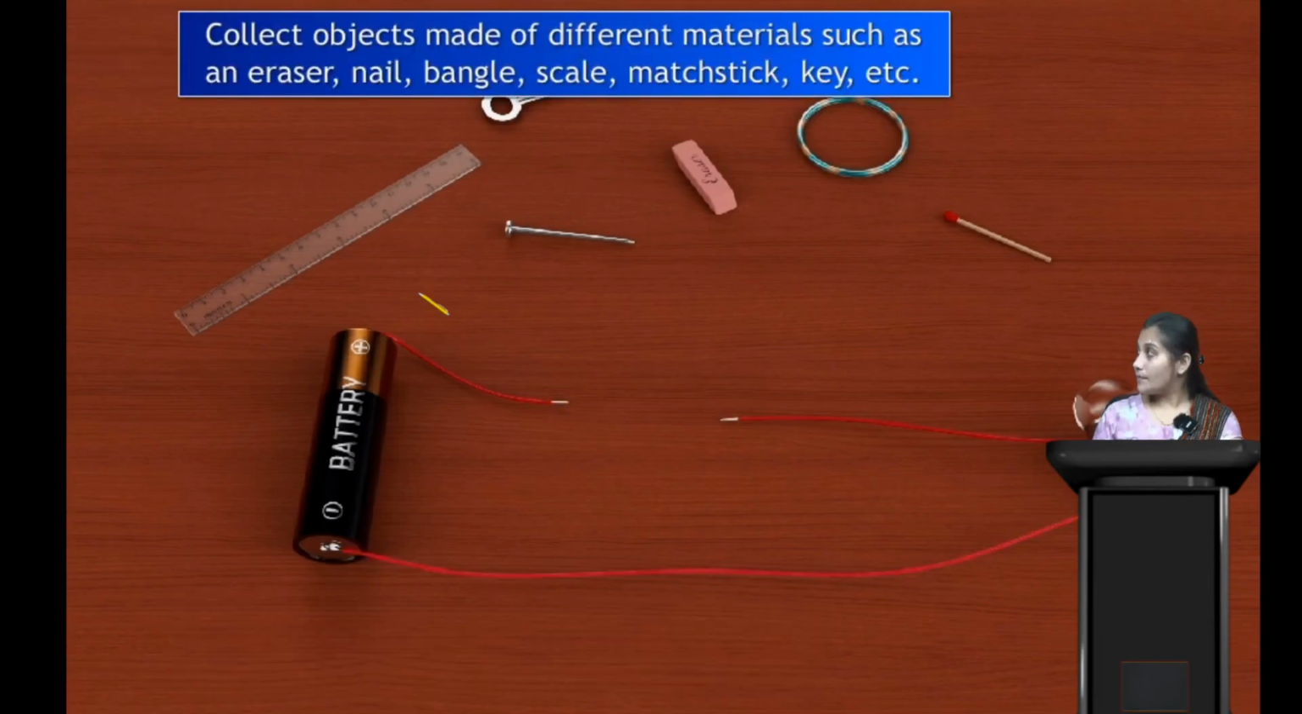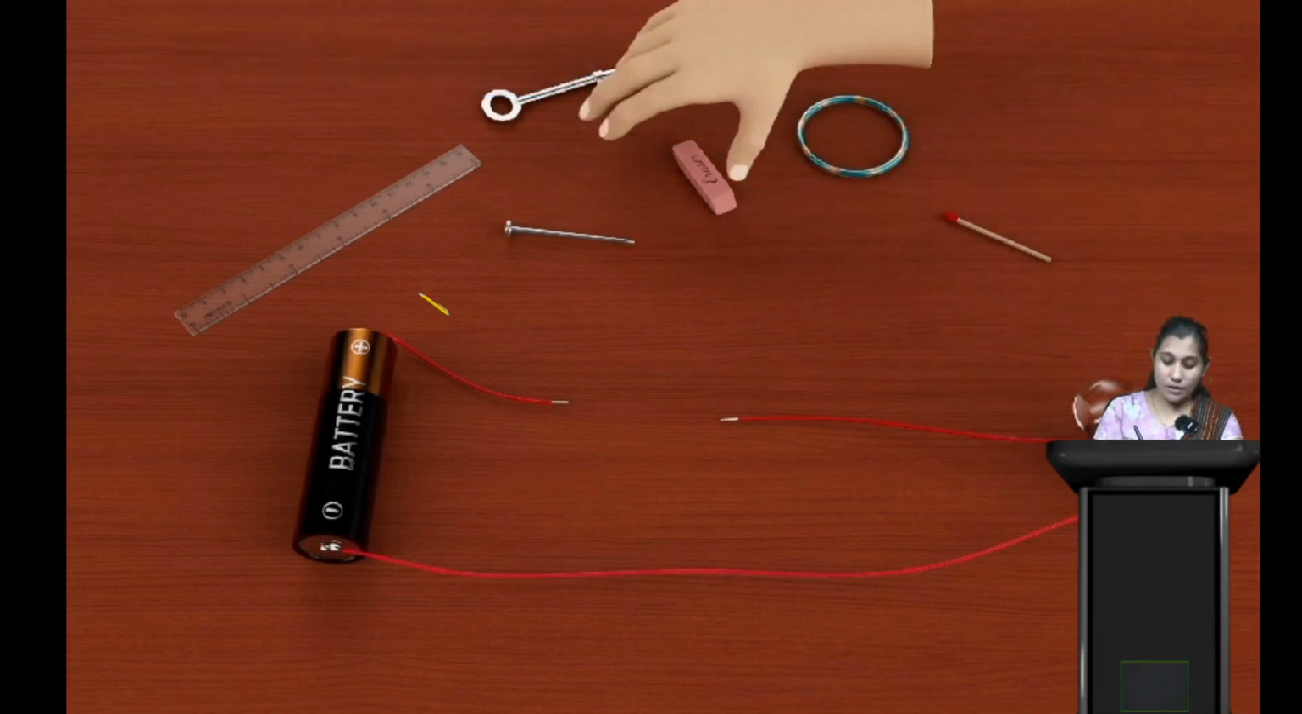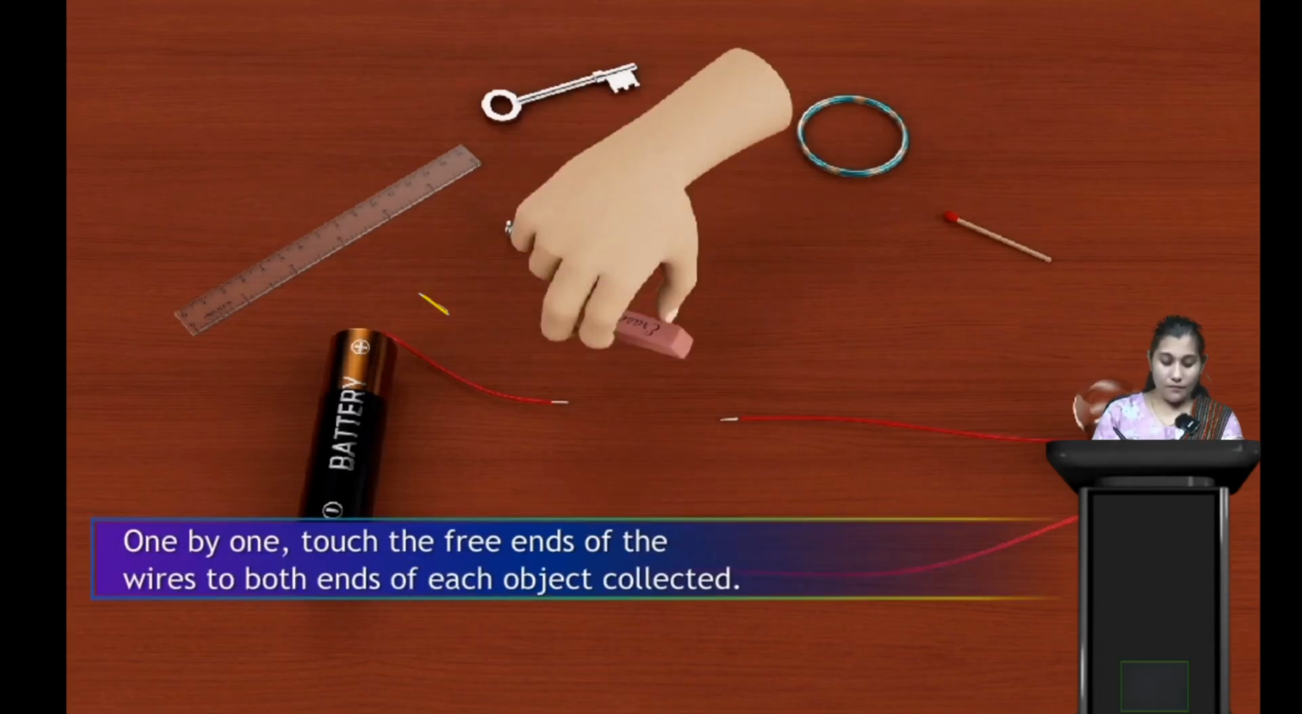Collect objects made of different materials such as an eraser, nail, bangle, scale, matchstick, key, etc. Collect all these materials one by one as they are made up of different materials. First, one by one, touch the free ends of the wires to both ends of each object collected.